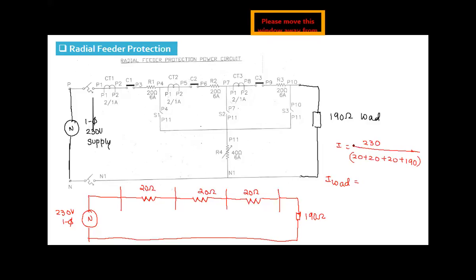It is 230 by 250. Yes. 0.92 ampere. Okay, correct. So our normal load current here is 0.92 ampere.